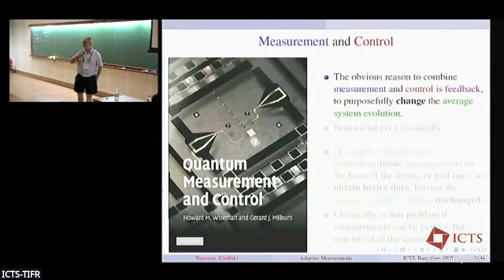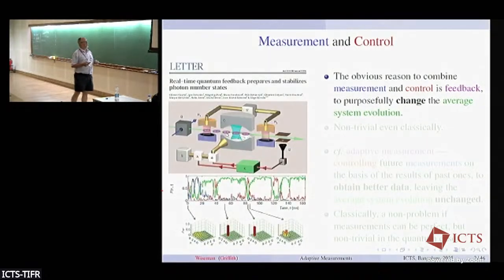And so when people see measurement and control, they most naturally think quantum feedback. Because this is the most obvious way to combine the ideas of measurement and control. And the aim of that is typically to change the average system evolution to achieve something. And here's, I think Klaus put up this example, a beautiful example of an experiment in quantum feedback from Serge Haroche's group. So that's just to illustrate that.